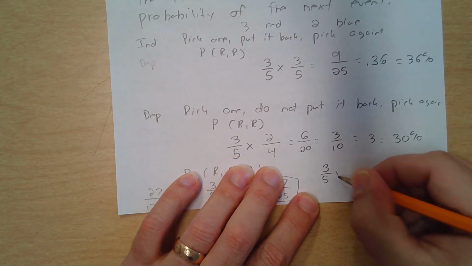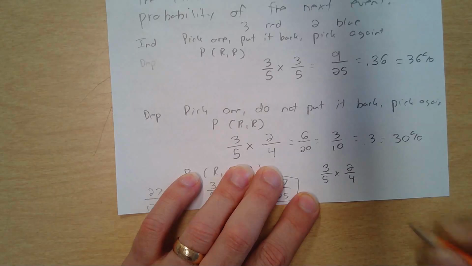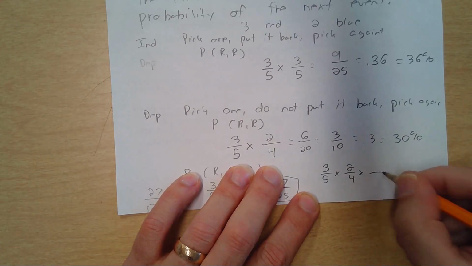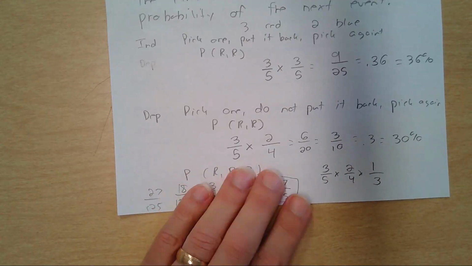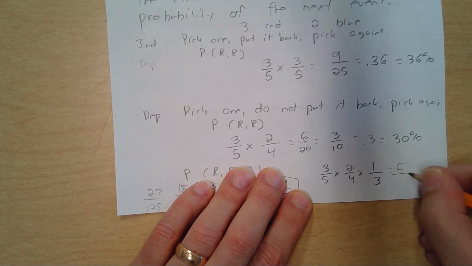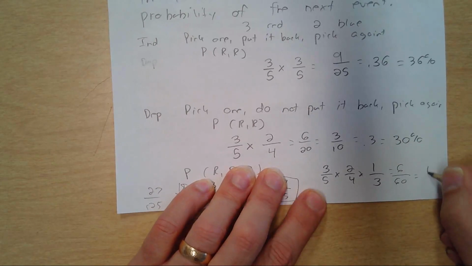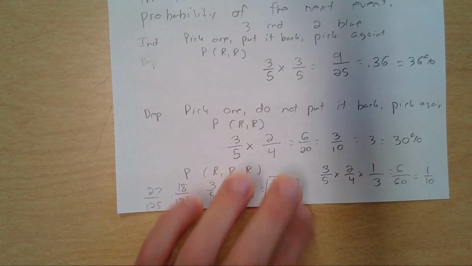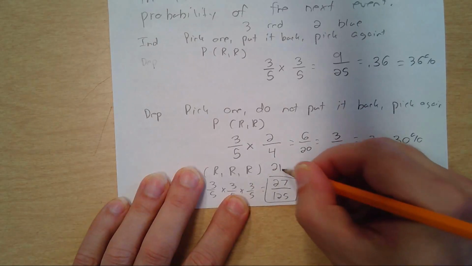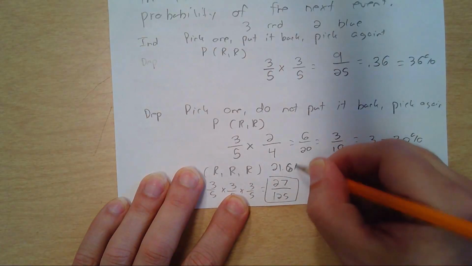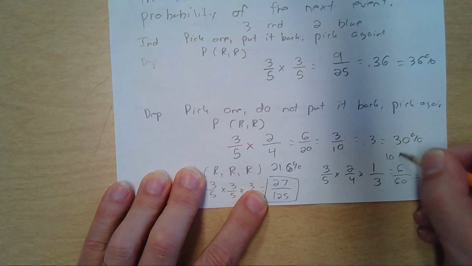3/5 times 2/4. And then the third time, now there's only 3 marbles left in the bag, and one of them is red. So 3 times 2 is 6 over 60, 1/10, or exactly a 10% chance of that happening. Not impossible. This is about 21.6%. This is 10%.